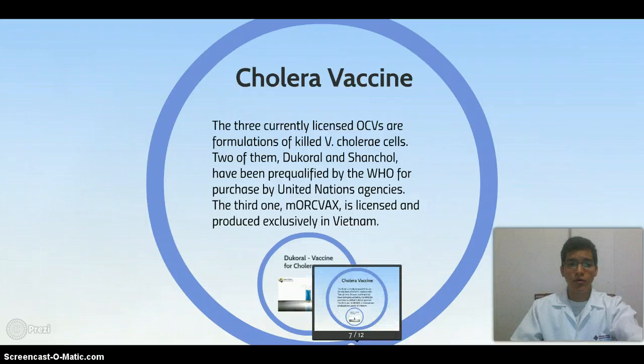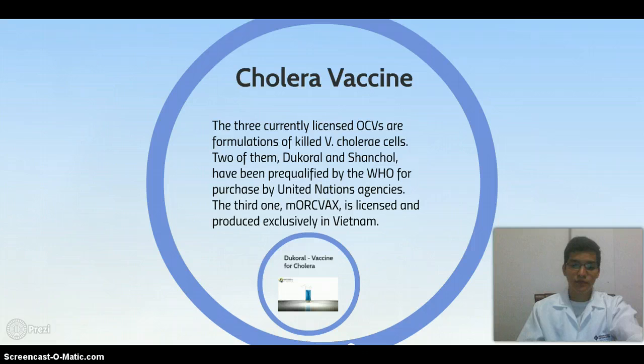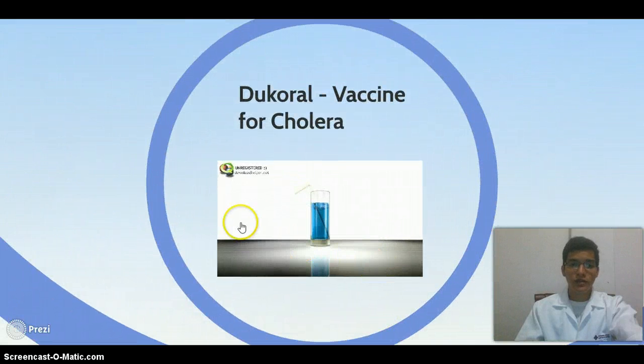Cholera vaccine. The three currently available diseases OCVs are formulations of killed whole cholera cells. Two of them, Dukoral and Shanchol, have been pre-qualified by the WHO for purchase by United Nations agencies. The third one, mORCVAX, is licensed and produced exclusively in Vietnam. Dukoral vaccine for cholera.